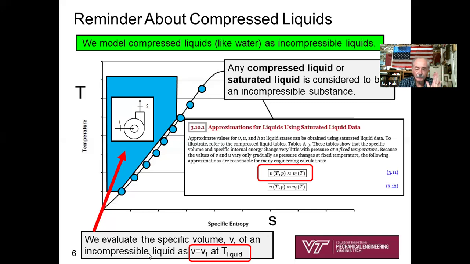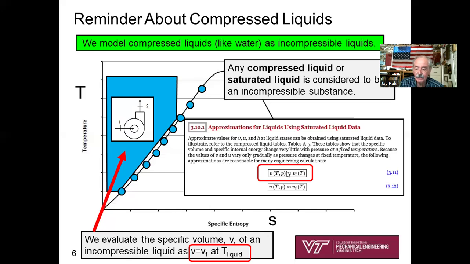So reminder, over in the blue, a compressed liquid like water is considered an incompressible liquid. What does that mean? Down here, it says that v, the specific volume of the liquid, is constant, such that little v1 equals little v2. That's incompressible, constant specific volume.